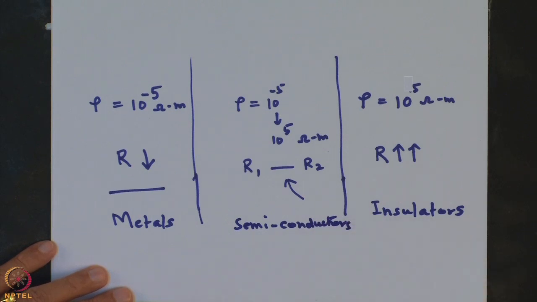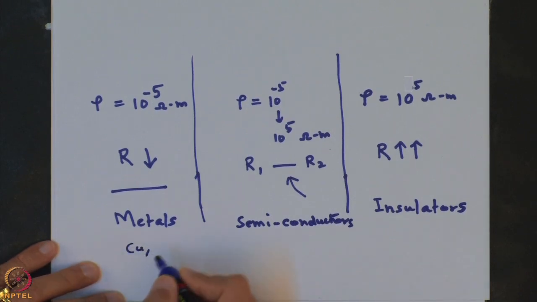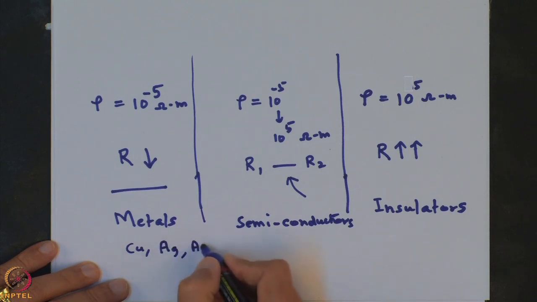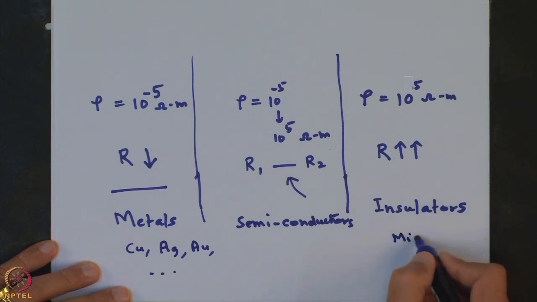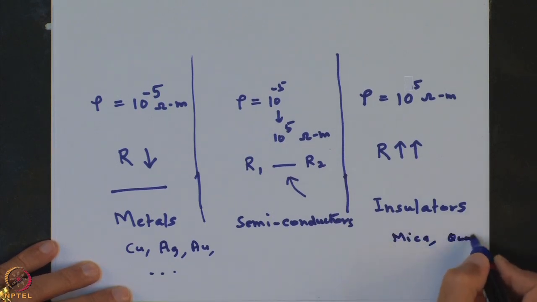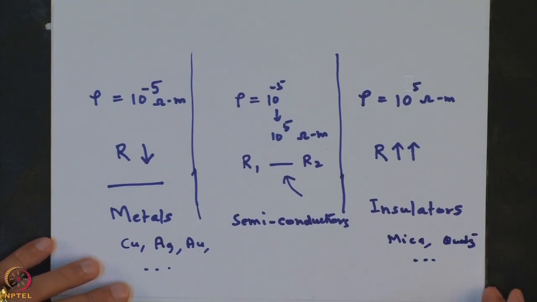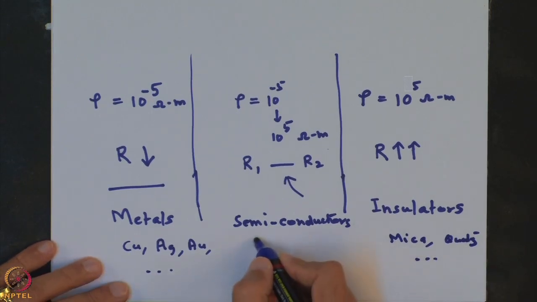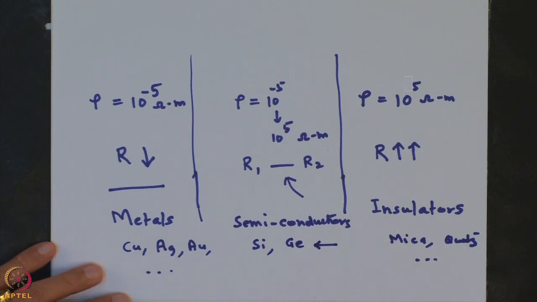So, semiconductors. Now, examples of metals, of course, there are many: copper, silver, gold, and so on. Insulators, again mica, quartz, and so on. And semiconductors, as we will see, there are many examples, the most common being silicon and germanium, which are the pure semiconductors in the pure form.